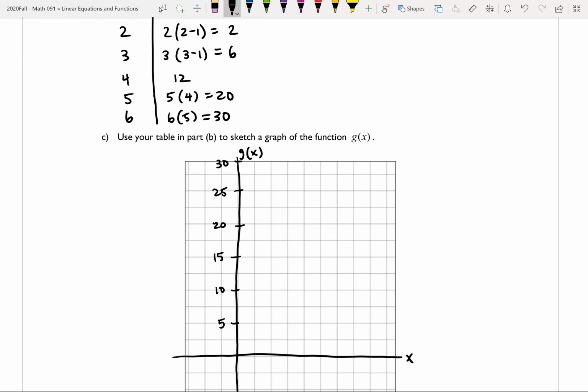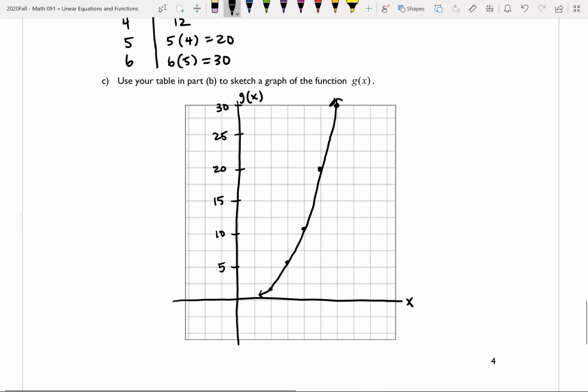Perfect. Okay, so if I plug in 2, then my output is 2, which is about right there. If I plug in 3, my output's 6. If I plug in 4, my output is 12. If I plug in 5, my output is 20. And if I plug in 6, my output is 30. Now notice that this is not a straight line, and it kind of curves a little bit. And it looks something like that.